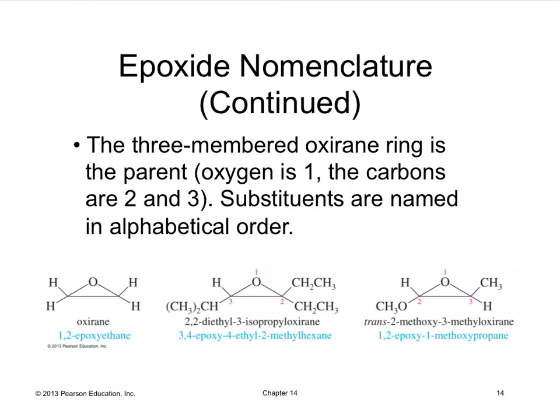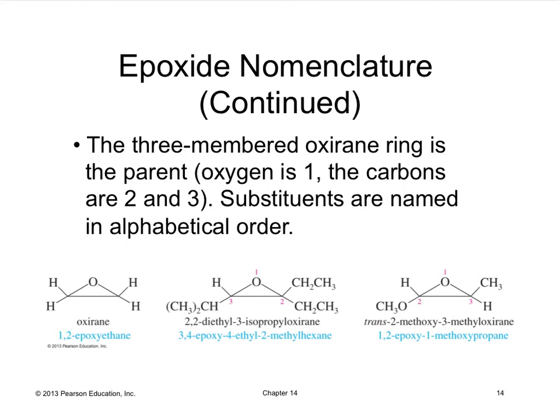Here, again, in the convention as shown before, you'd have 1, 2, 3, where the methoxy is at the 2 position and the methyl is at the 3 position. So this would be 2-methoxy-3-methyloxirane. Now, the methoxy group and the methyl group are trans to one another, so you'd add the trans in front.